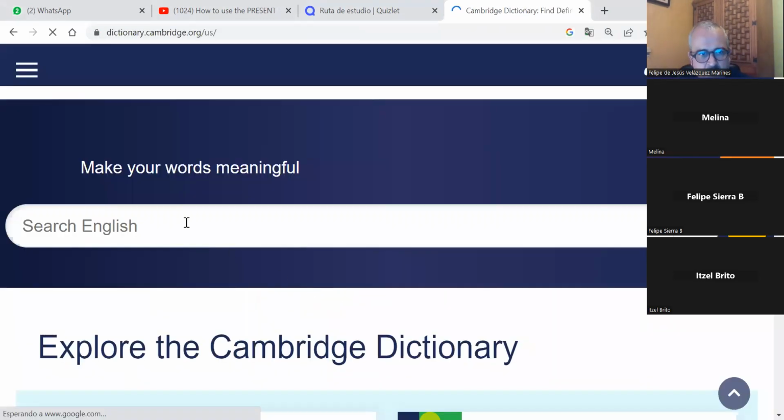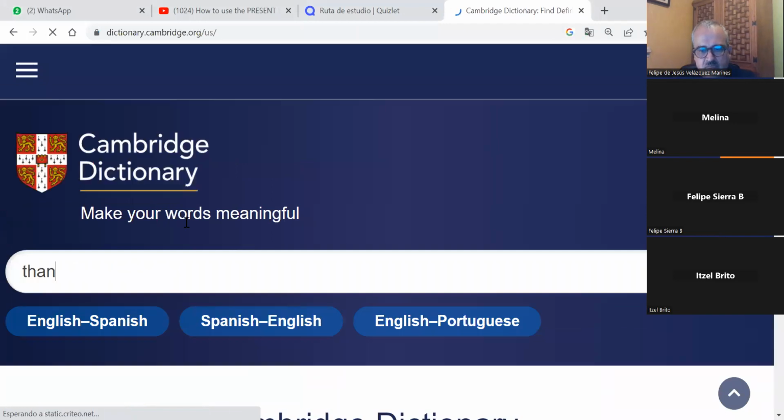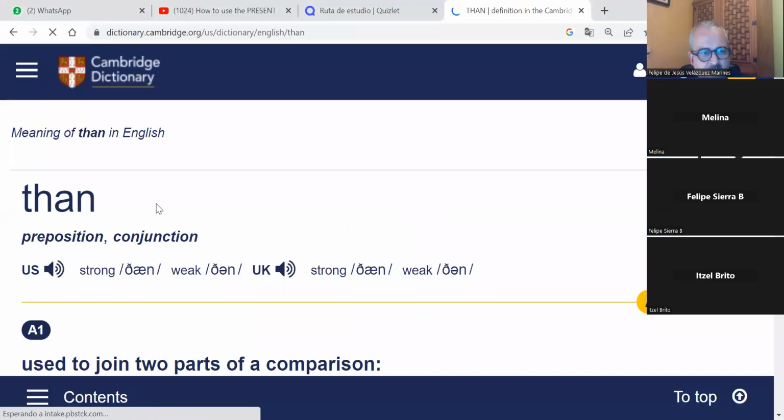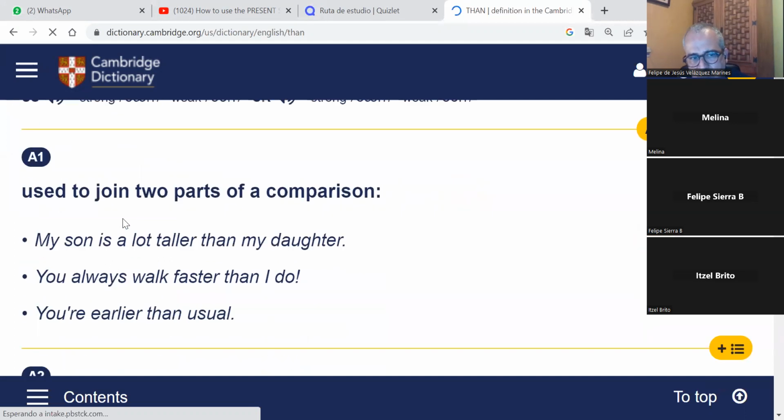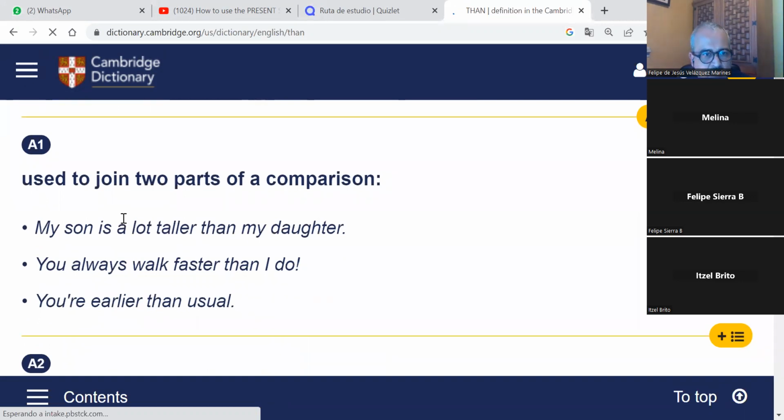Cambridge Dictionary, the functions of than. Can you see my dictionary? It's a preposition or conjunction. When it's a preposition, after than we only have a noun. When it's a conjunction, after than we have a complete sentence. My son is older than my daughter, preposition. Than I do, conjunction.